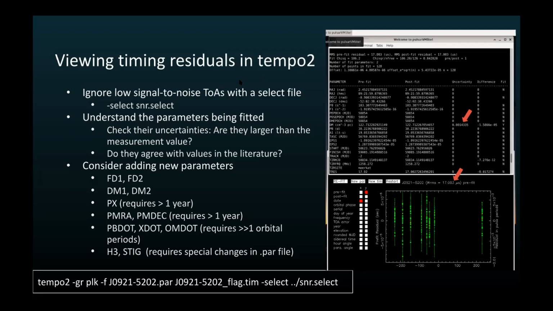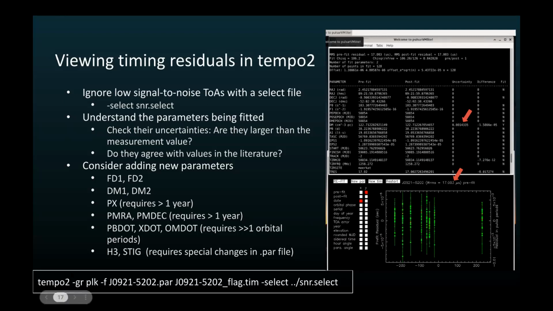Okay, so we run this command to view the data in tempo 2. What this is doing is saying we'll use this timing model, which is the initial guess of the timing model that you'll be given, and this TIM file, which has important flags in it. This is what the underscore flag means. And we also use this select file, which says that we're not going to analyze any TOAs from the pulsar if the signal to noise was less than some cutoff value.